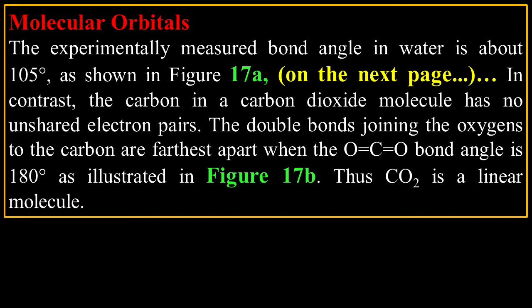The experimentally measured bond angle in water is about 105 degrees, as shown in figure 17a on the next page. In contrast, the carbon in the carbon dioxide molecule has no unshared electron pairs. The double bonds joining the oxygens to the carbon are the farthest apart when the O=C=O bond angle is 180 degrees, as illustrated in figure 17b. Thus, CO2 is a linear molecule.